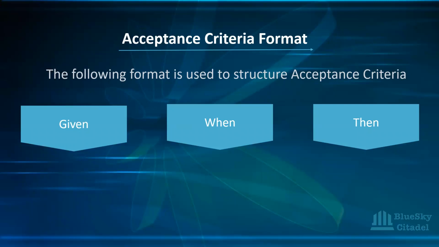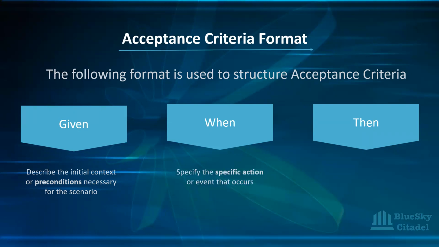What is given? Given describes the precondition or the initial context that is necessary for a specific scenario. That's what the given is. That describes that context. The when specifies the specific action or the specific event that occurs. And finally, the then states the expected outcome or the result that should take place, right?